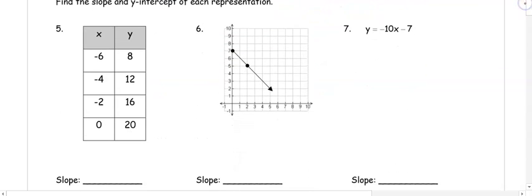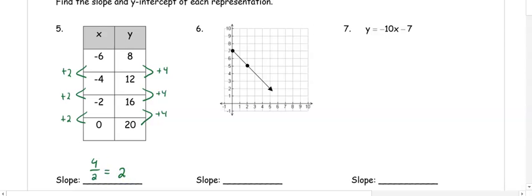Find the slope and the y-intercept in each representation. So number 5 is a table. To find our slope, we want to look at our jumps to get the change in y over the change in x. So our y's, to get from 8 to 12, we are adding 4. To get from 12 to 16, adding 4. 16 to 20, adding 4. For the x's, each time we are adding 2. So our rate of change is the change in y over the change in x, which is going to be 4 over 2. That divides to 2.